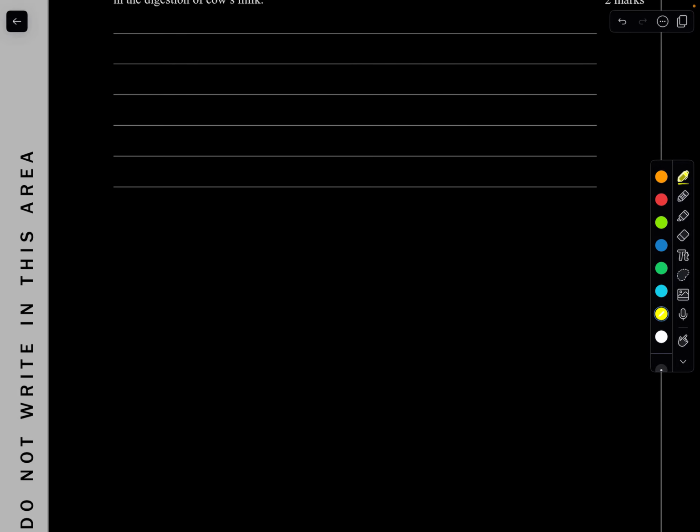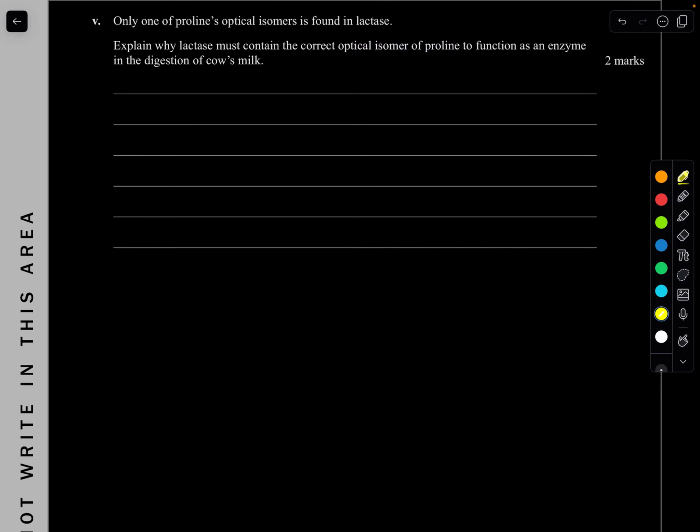And so that's why it's very, very important to have the correct orientation of proline, the correct optical isomer, because it makes the enzyme's active site proper. And so when lactose binds to it, it breaks down. So it is very important not to make a mistake on the wrong optical isomers, because it does really affect it.